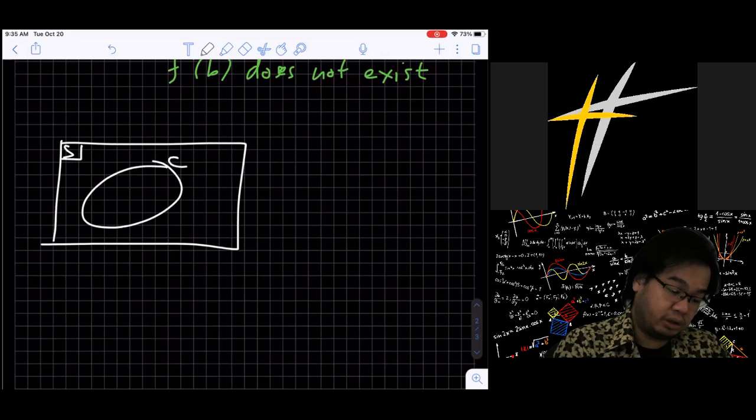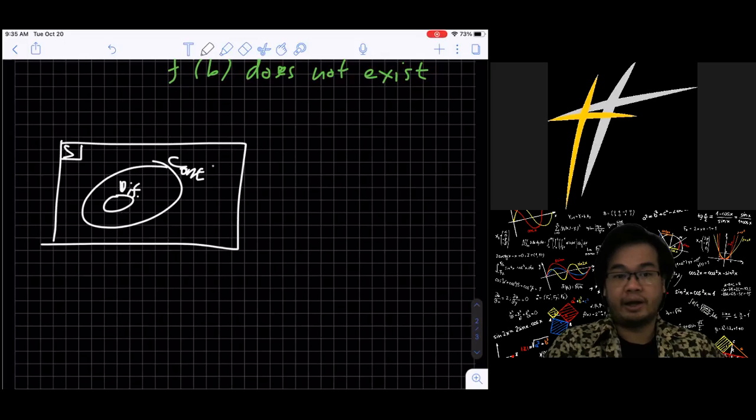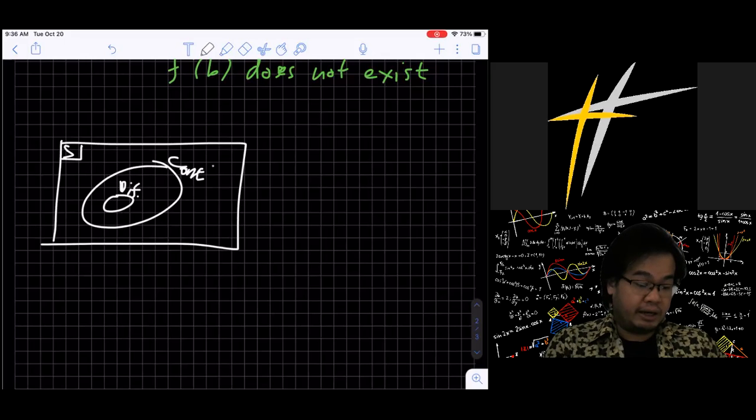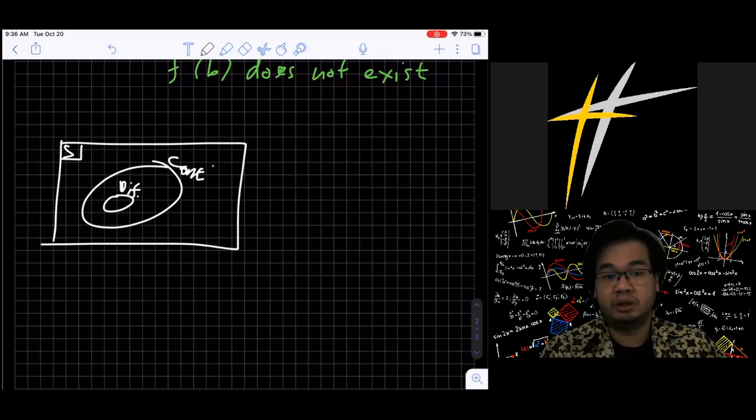So the Venn diagram for this relation, for this example, sample space, this is continuity, this is differentiability. Yeah, basically all functions that are differentiable will be continuous. But when a function is not continuous, then it's impossible that the function is differentiable.